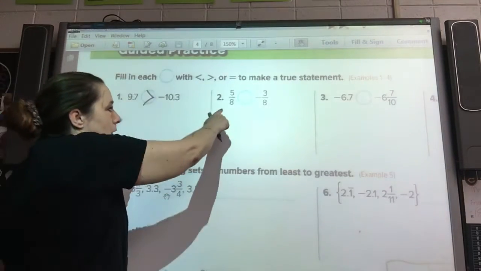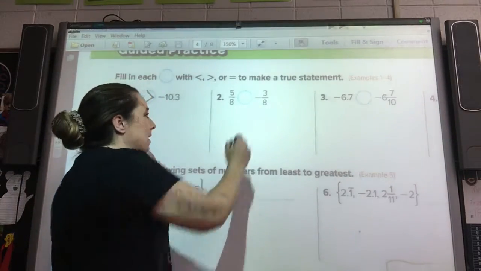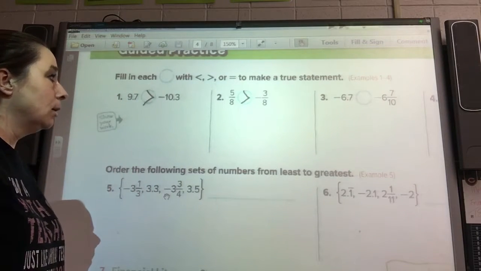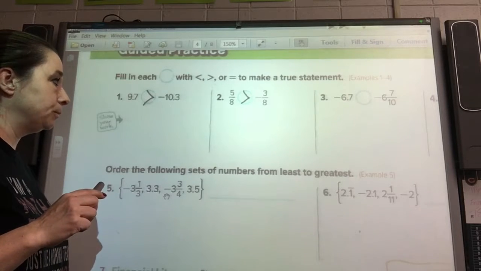All right, this one, they were really nice to us. Oh, look at that. They gave us a negative. Watch those negatives, because a positive is always greater than a negative. So that's an easy one. But if you don't catch it, there's a negative there, that's not going to be very helpful.